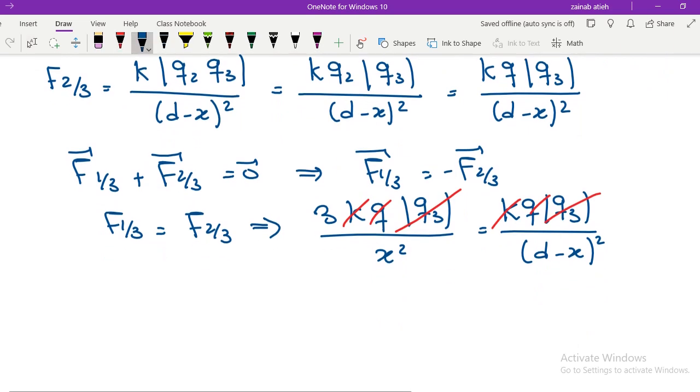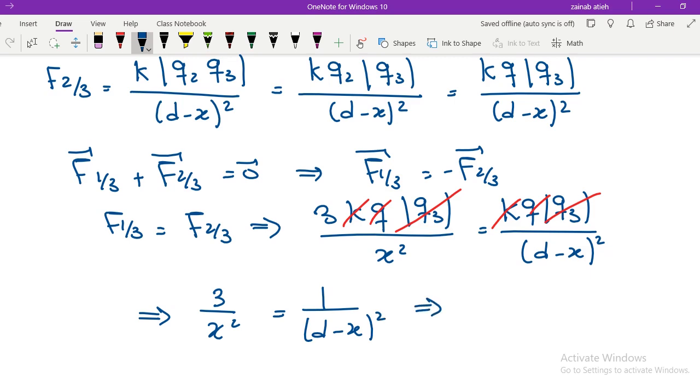Now everything is known. I know d, which is 1.5. I can just search for x, which is the point where the sum of forces is equal to 0. We have equilibrium there. Equilibrium means that the charge Q3 will not move; it will remain at rest. So I will get 3 over x squared equals 1 over d minus x squared. Taking the square root, I will get radical 3 over x equals 1 over d minus x.